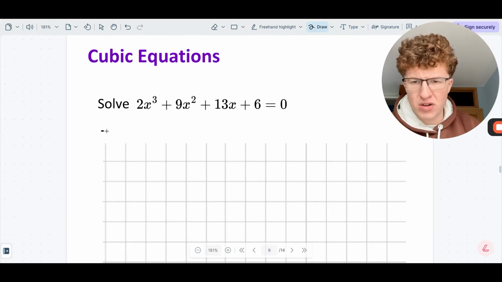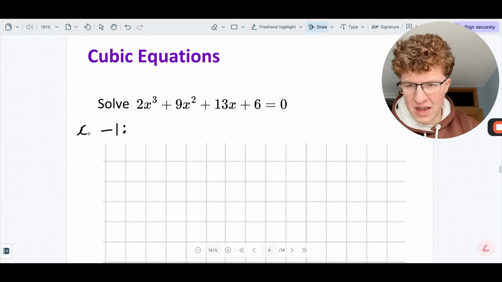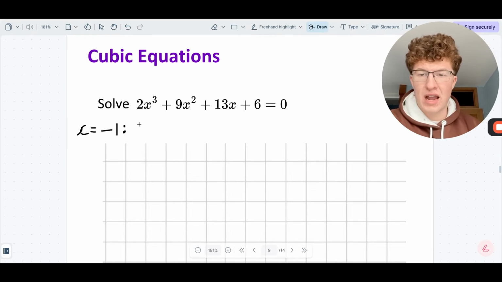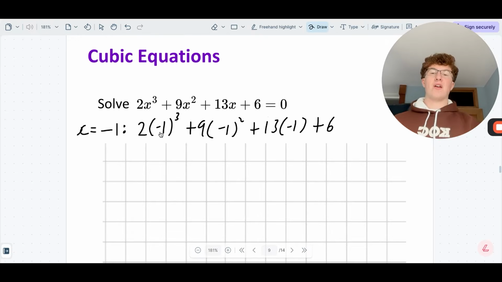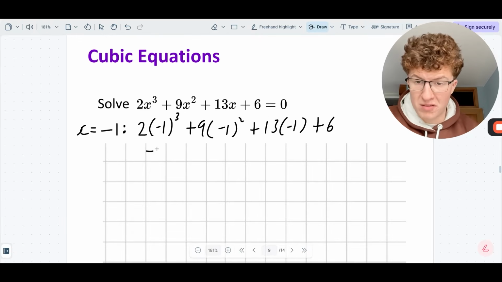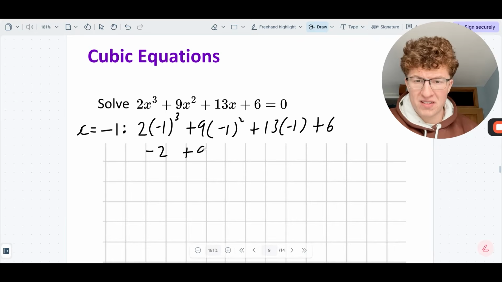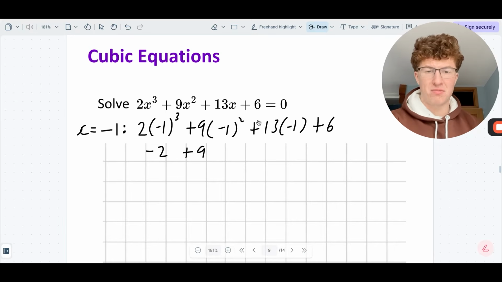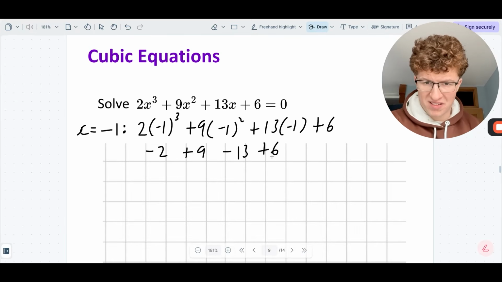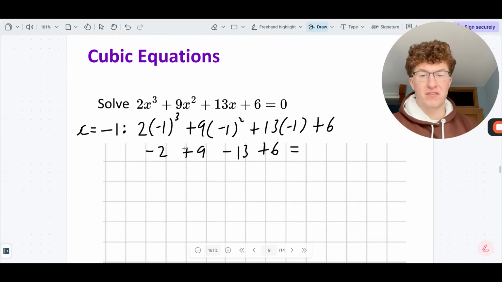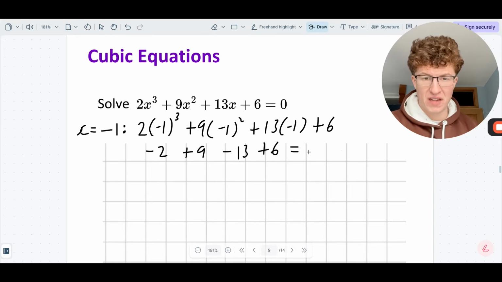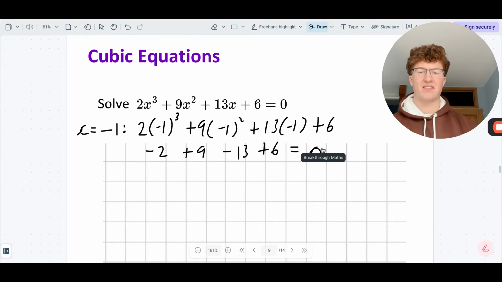So if I try, say, x equal to minus 1, then we're going to have 2 times minus 1 cubed plus 9 times minus 1 squared plus 13 times minus 1 plus 6. Now, minus 1 cubed is just going to be minus 1, so that's going to be minus 2. Then we're going to have a plus 9 because minus 1 times minus 1 is plus 1. Then minus 13 and plus 6. That's going to be minus 2 and minus 13 is minus 15. And 9 plus 6 is 15. So that's just going to be 0 because they're going to cancel with each other.